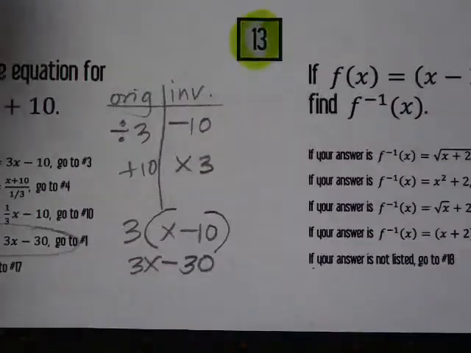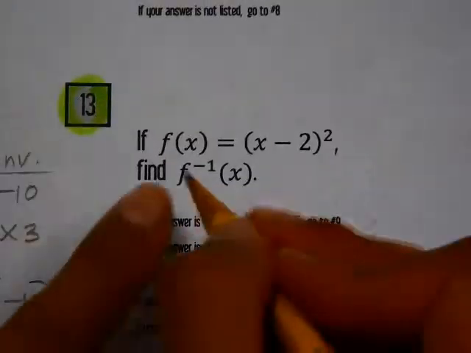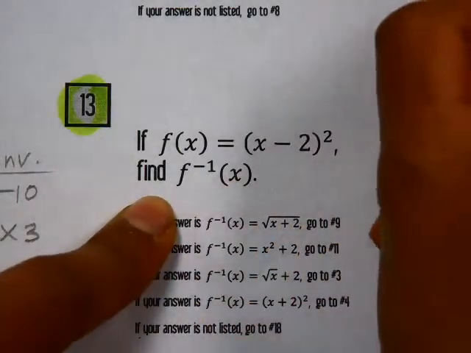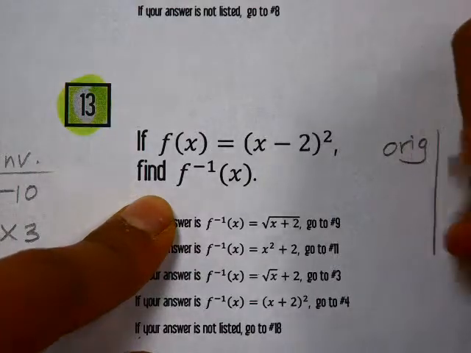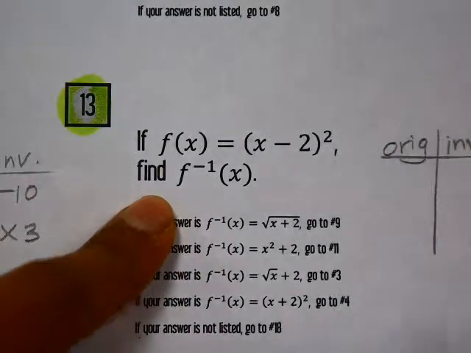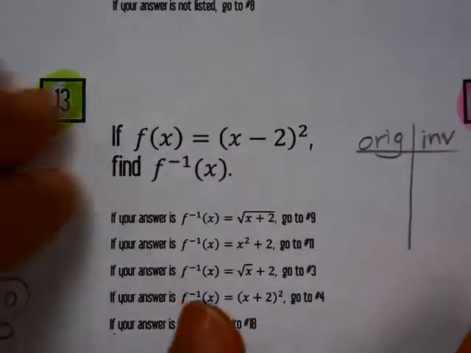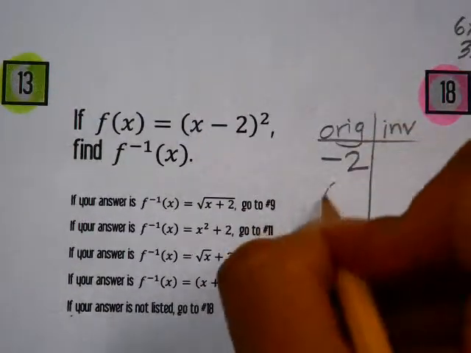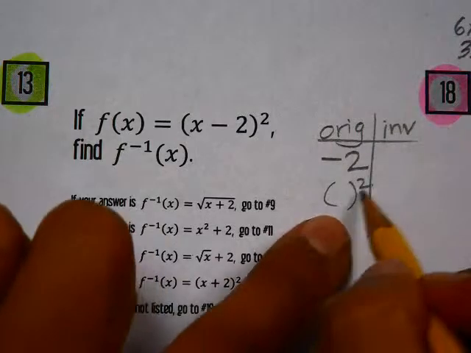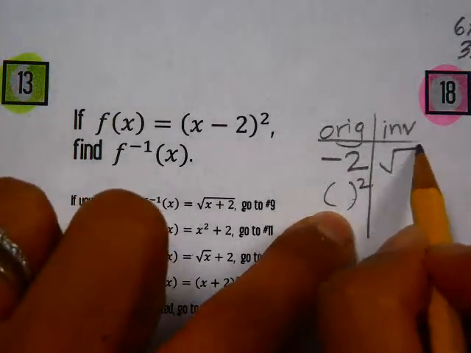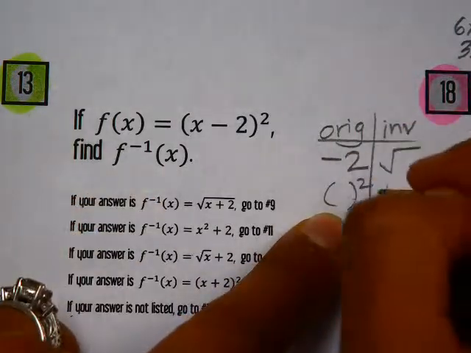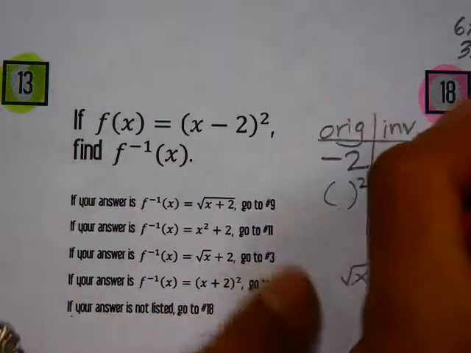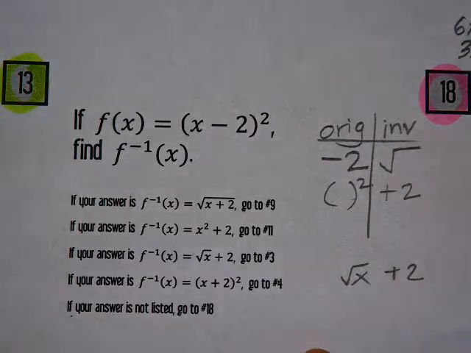Okay, and number 13, this notation again means find the inverse of this function. So the original function, we want to describe what's in the parentheses first, which is subtracting 2, and then it's being squared. So the first step in the inverse would be to undo the squared, which is square root, and then add 2. So square root of x, and then adding 2 to that.